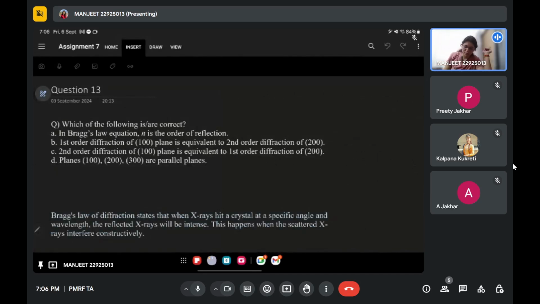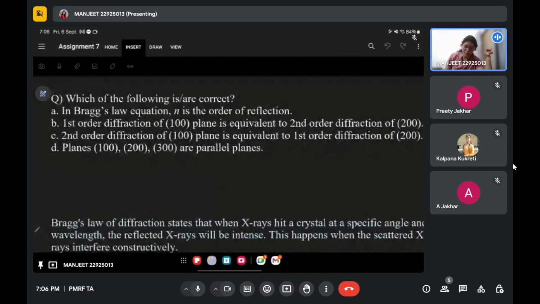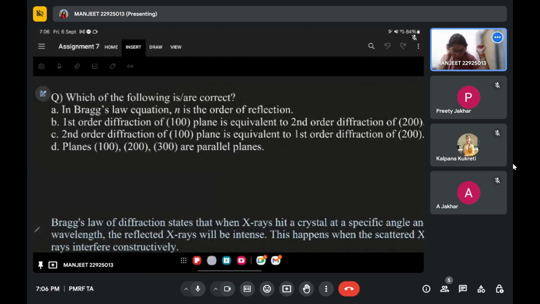So in question number 13 it is asked which of the following is or are correct. A part: in the Bragg law equation, n is the order of the reflection. What is the Bragg law?